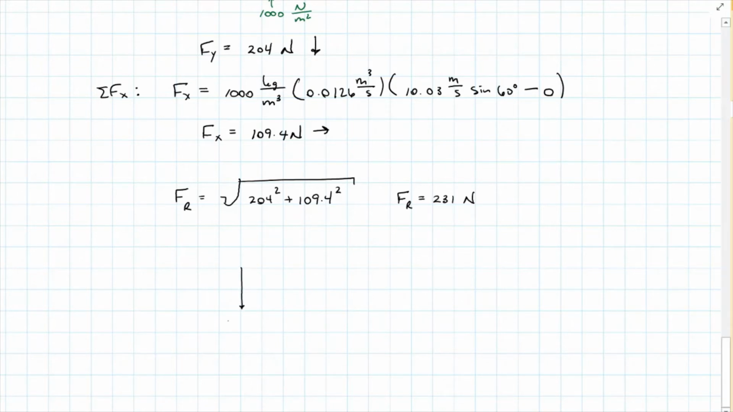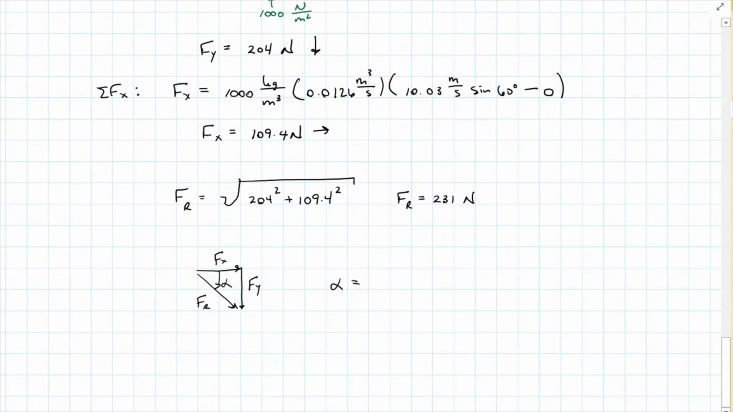So if we have force Y acting down and force X acting to the right, then our resultant force is going to be acting at angle alpha, if you will. Force Y, force X, force resultant.